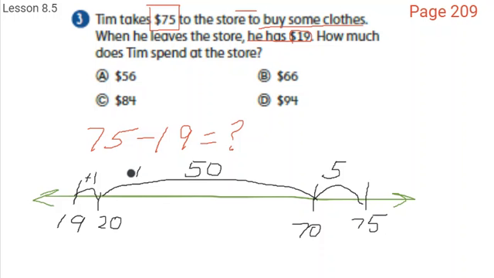Remember how I showed you to add these numbers up? So 1 one plus 5 ones is 6 ones. So I have 5 tens plus 6 ones. So 5 tens and 6 ones, $56. So my answer is A.